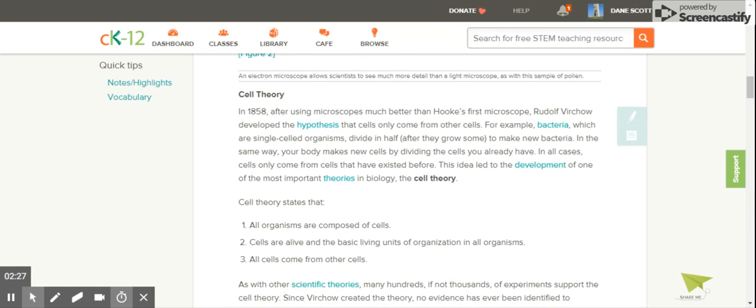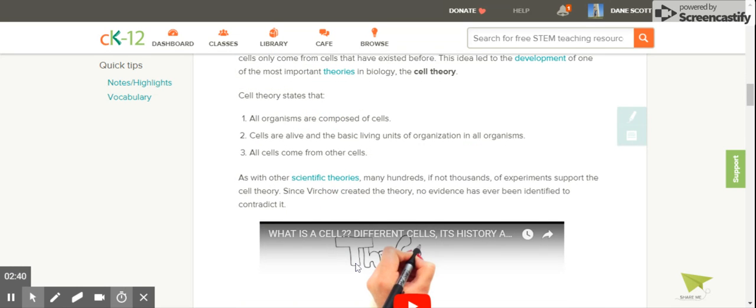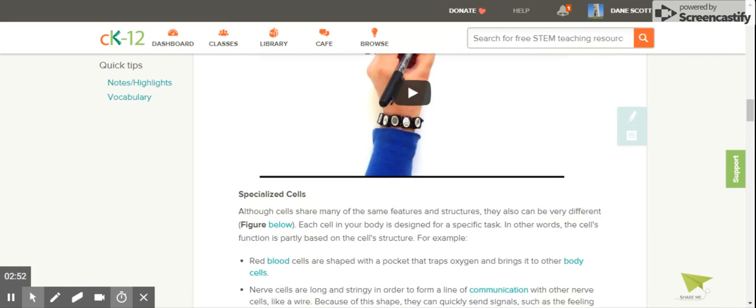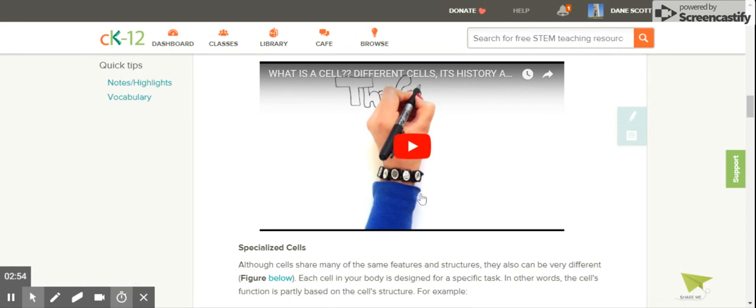The cell theory states that, number 1, all organisms are composed of cells. 2, cells are alive and the basic living units of organization in all organisms. 3, all cells come from other cells. As with other scientific theories, many hundreds, if not thousands, of experiments support the cell theory. Since Virchow created the theory, no evidence has ever been identified to contradict it. Here's a video that will explain a little bit more about its history.